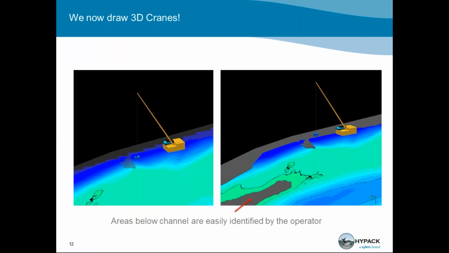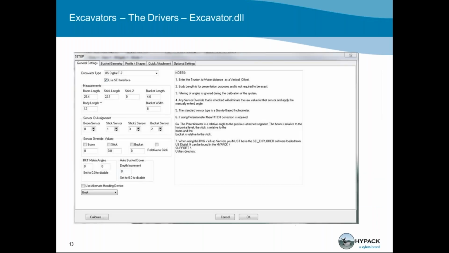We now draw 3D cranes. This is just an expansion of what we've done with cutter sections and in excavators. But here you can see that we have a crane body and the boom and the bucket. If you have a bucket open and close, we can show three-dimensionally that bucket opening and closing. In this picture here, areas below the channel are easily identified by the operator. So you can see the arrow. These areas here have been cleaned and maybe cleaned below the template. But it gives the operator a really good idea of what's going on relative to that pre-survey.